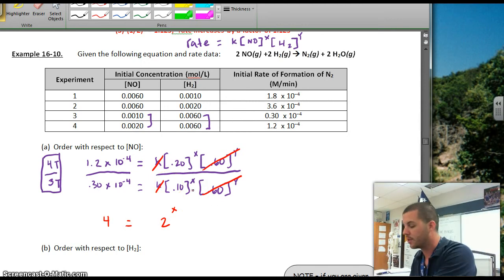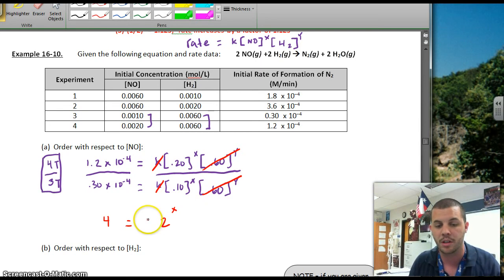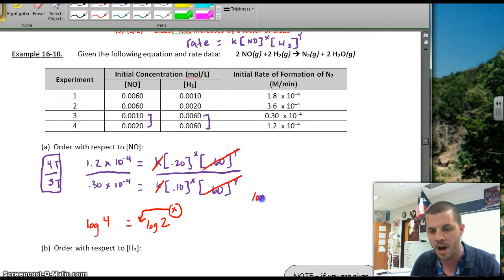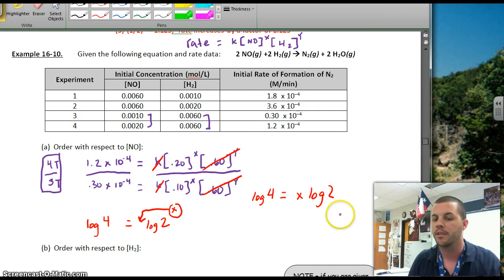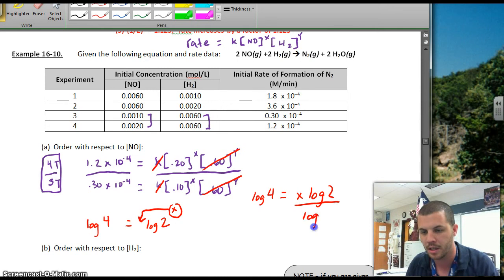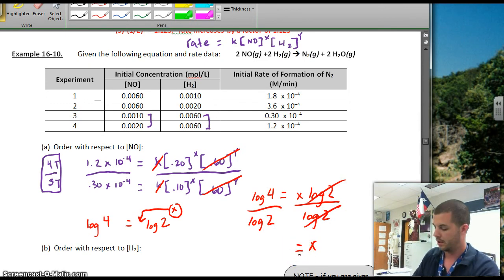For those of y'all who are taking Algebra 2, you've seen this before. We're going to take the log of both sides. When we take the log of both sides, I can take this X and swing it down in front of the logarithm. So now I have log 4 equals X log 2. How do we get X by itself? We divide both sides by log 2. Log 2 cancels, and X equals the log of 4 divided by the log of 2. Enter, and I get that X equals 2.